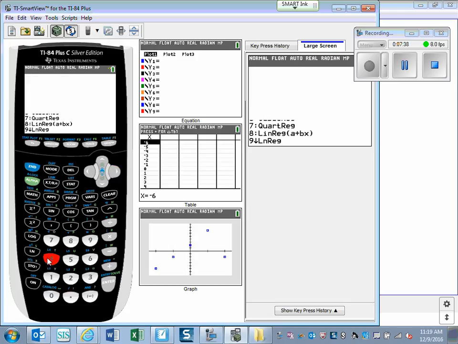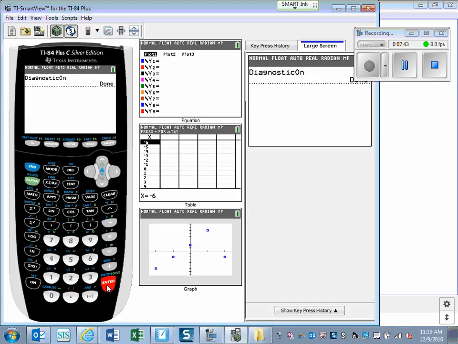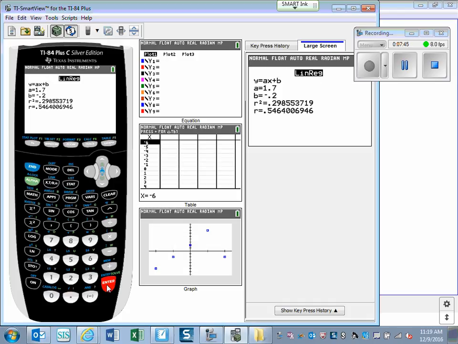So 4 for linear. Depending on the calculator, you might need to click enter several times. So here is the model. We note our r. So for linear, I have 0.546. I make a note of this last number, r.